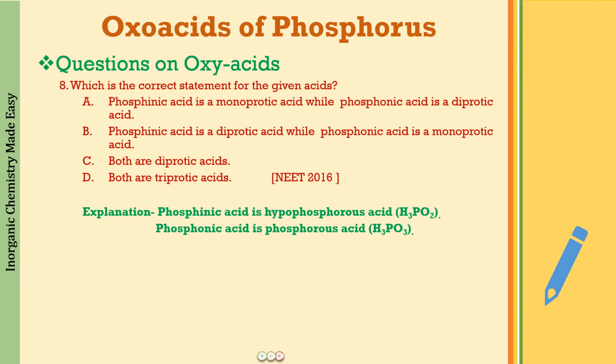So I hope you have done it. So the correct answer is going to be A choice. Why is it A choice? Now let us understand this. First of all, we draw the structure of phosphinic acid, that is hypophosphorus acid.